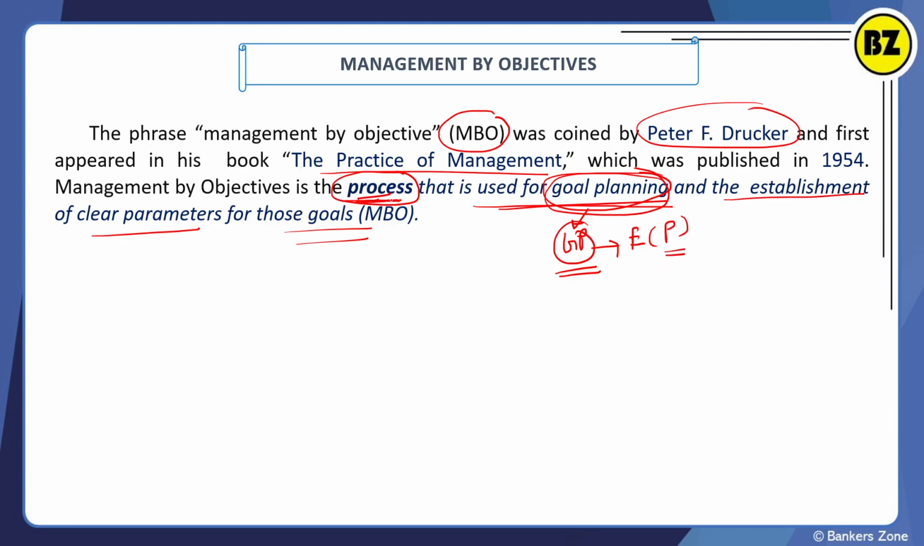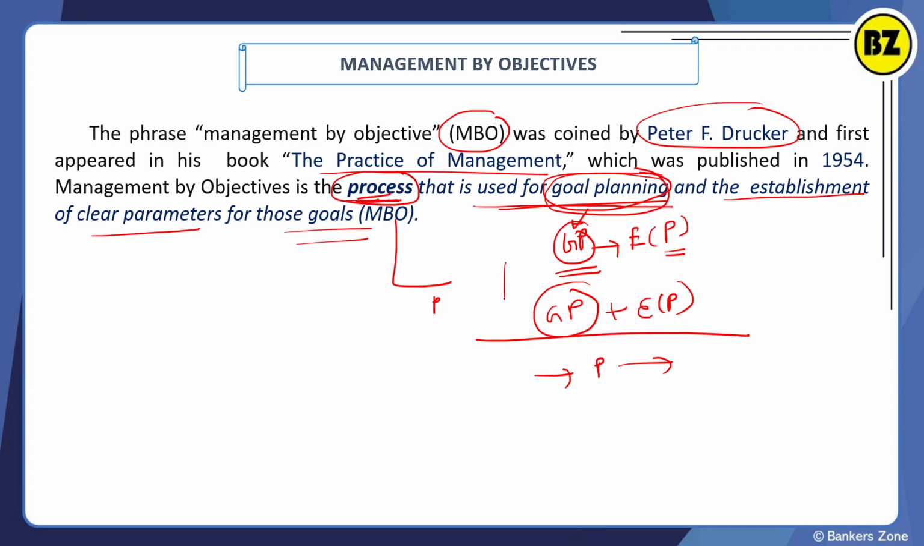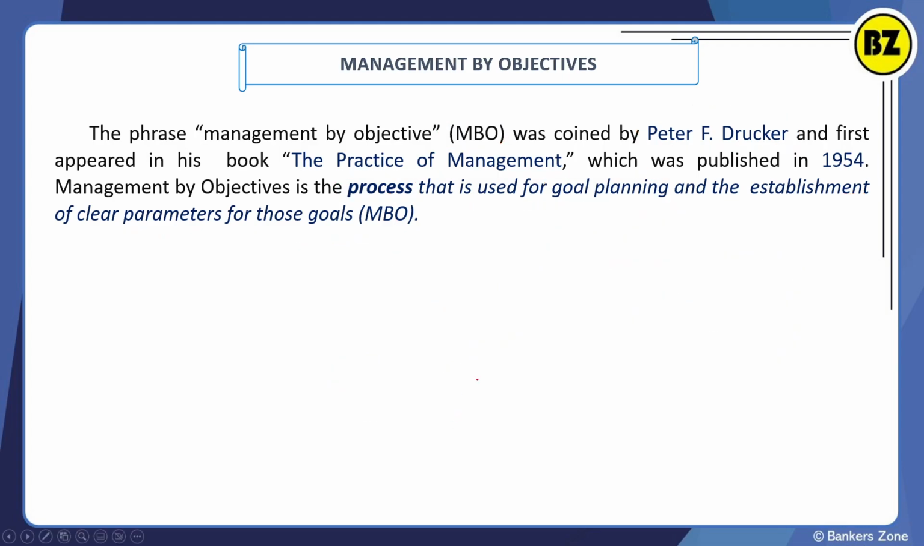Got it? What is meant by MBO? MBO is the process where you do the goal planning, and for that you have to establish the parameters, and all together this process you can call MBO. This is very basic about the MBO. In short, MBO means basically planning the goals, goal planning.